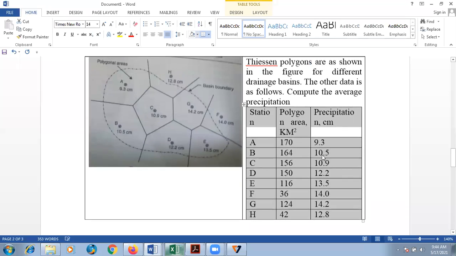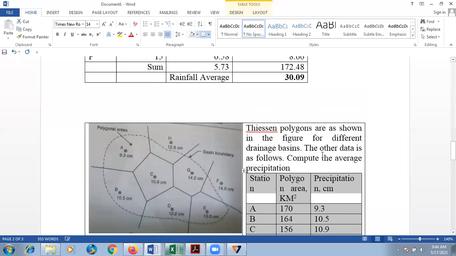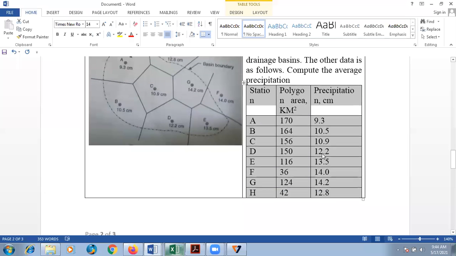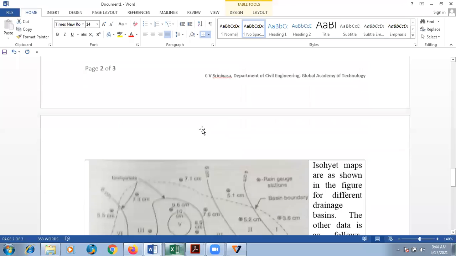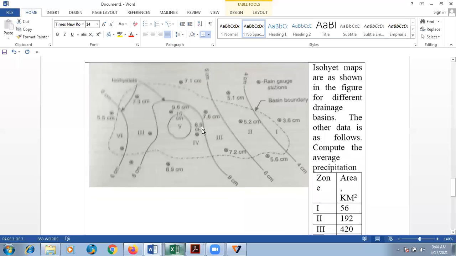So the details of this I will share with you in the WhatsApp group. You can just have a look later. Just in case if you have any doubt, you can get it clarified in the next class. Then the third one, so isohyetal method.